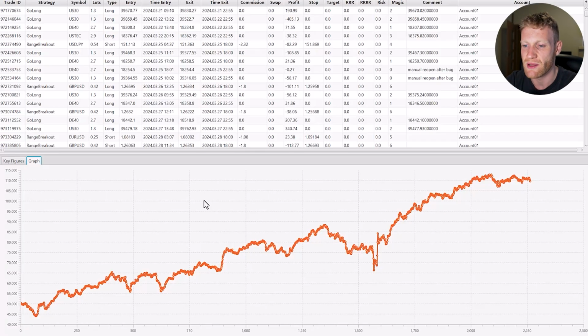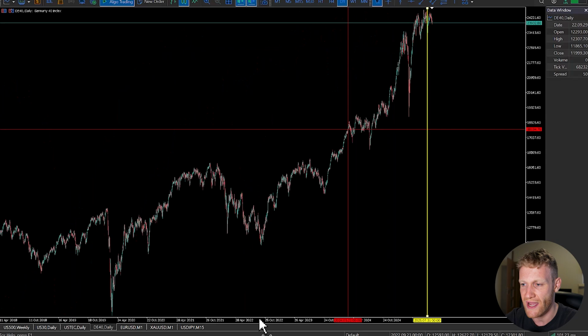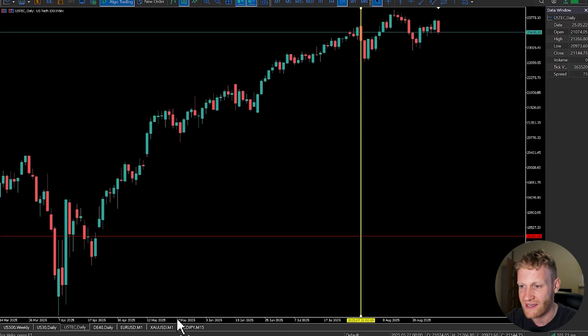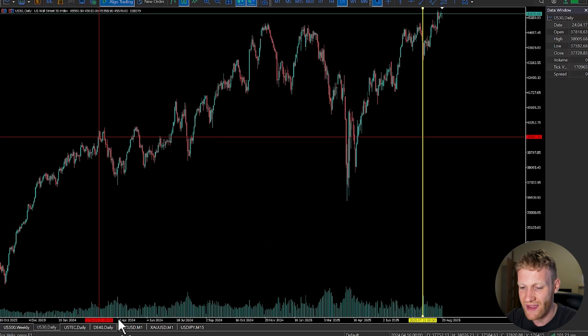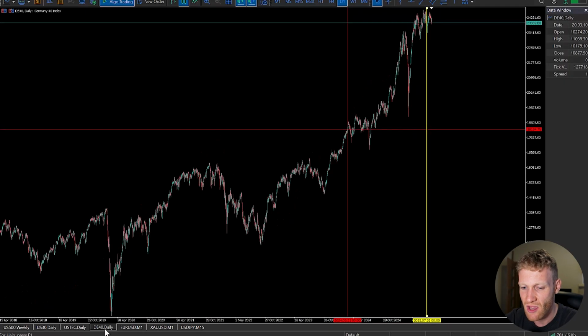And for me it's really important to see what we just saw here. The go long strategy made most of the profits, and if we go back to the charts here, we can also see this is not really a surprise, because all of the indices that I trade here are a lot higher than when I started trading this account. So this is also important to remember, a lot of profit is just coming from this.